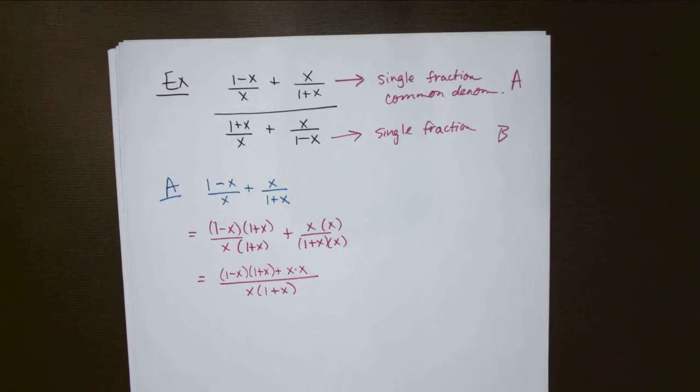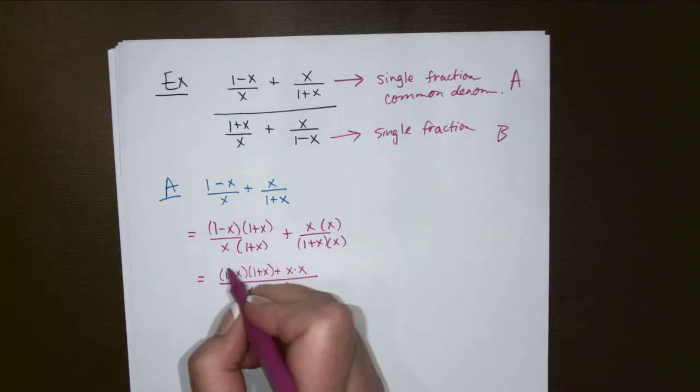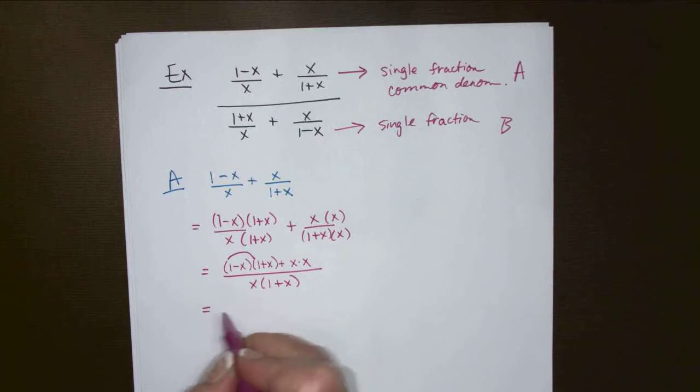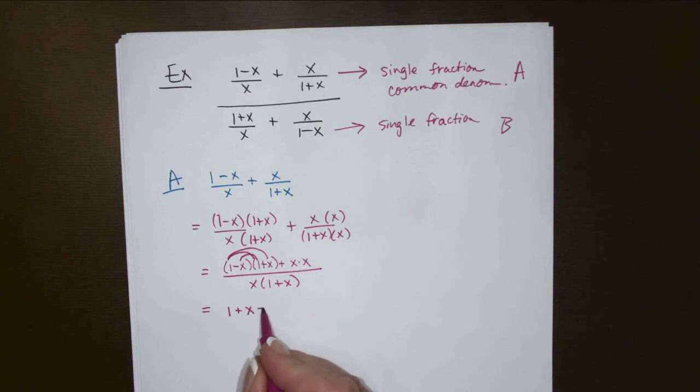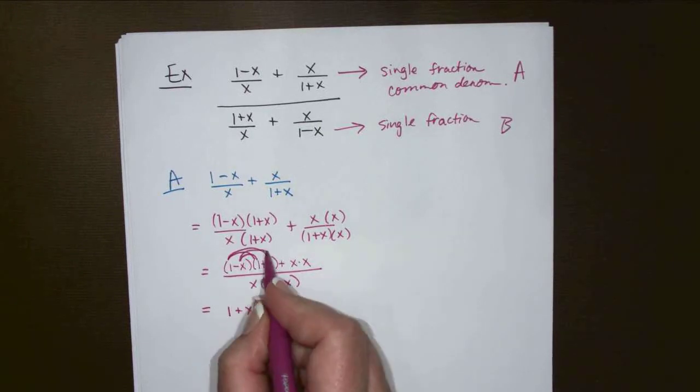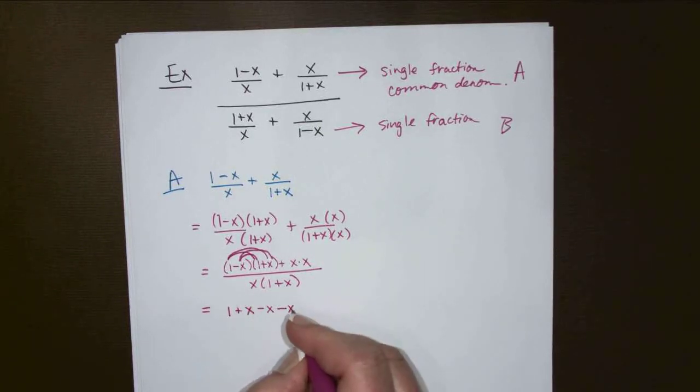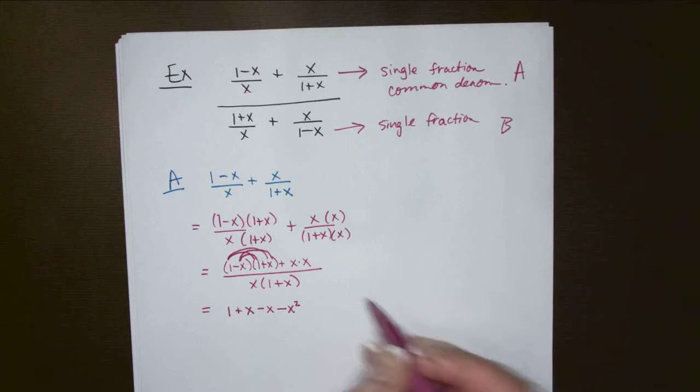Now what do we do to this? Leave the bottom as it is. It's already factored, but we need to work out the top. So how would we do that? FOIL. And x times x? X squared? Okay. So 1 times 1. 1 times x. Minus x times 1. Minus x times x. Plus x squared.